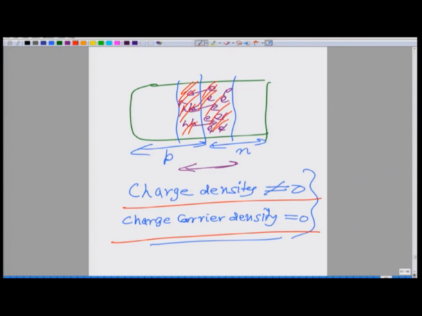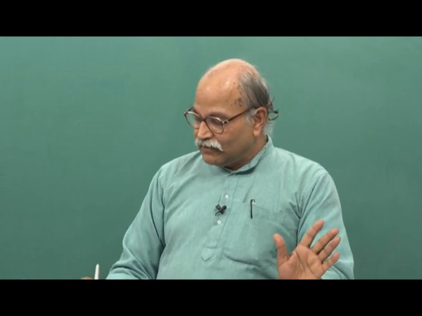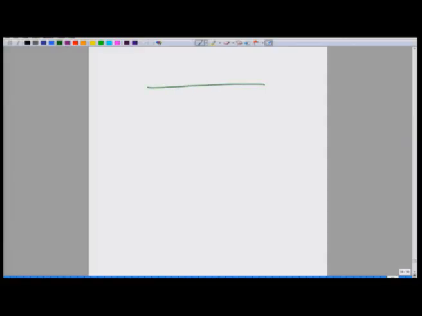So, this region is known as the depletion region. It is depleted of charge carriers; there are no charge carriers as such. So this is the kind of situation: you have a junction, and on both sides of the junction you have a region which is known as the depletion region.